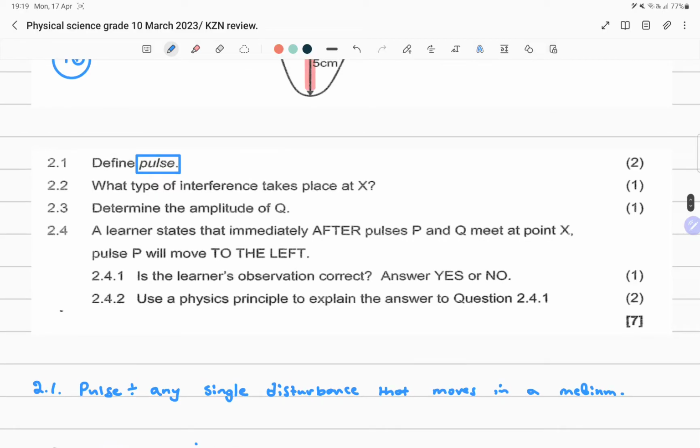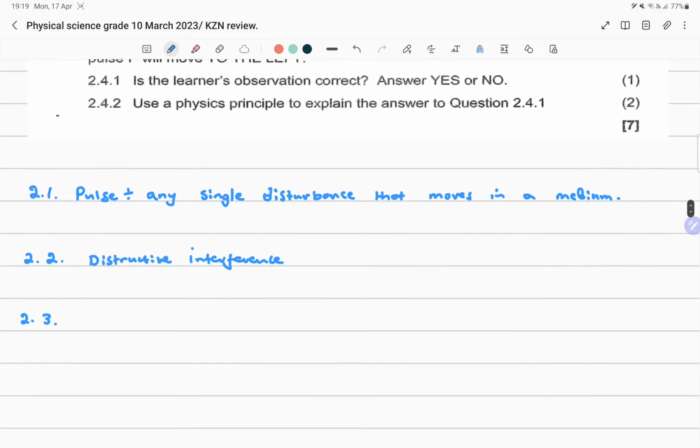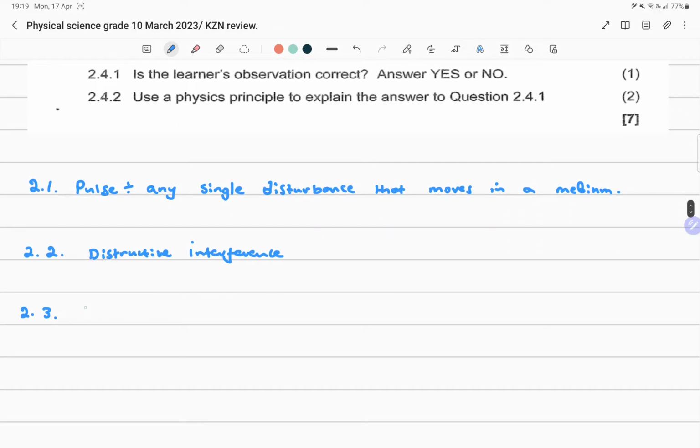2.3 says determine the amplitude of Q. So we chose up as positive. So we know for a fact that pulse P plus pulse Q should give us pulse X, isn't it? Yes. I'm just trying to write a formula. You can decide how you do this.